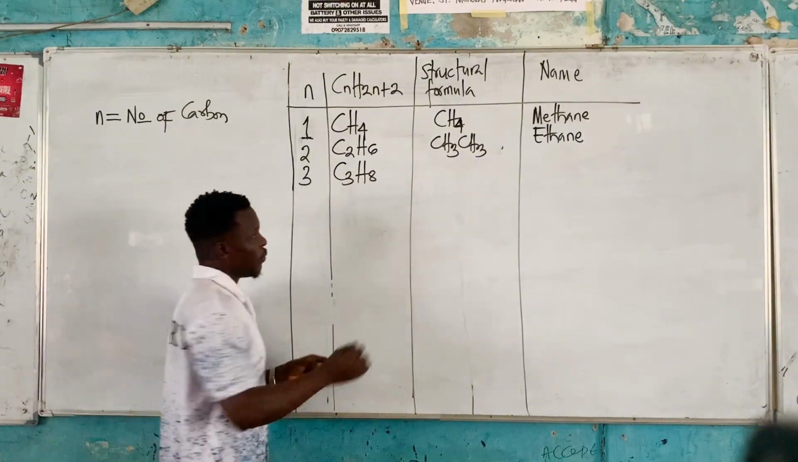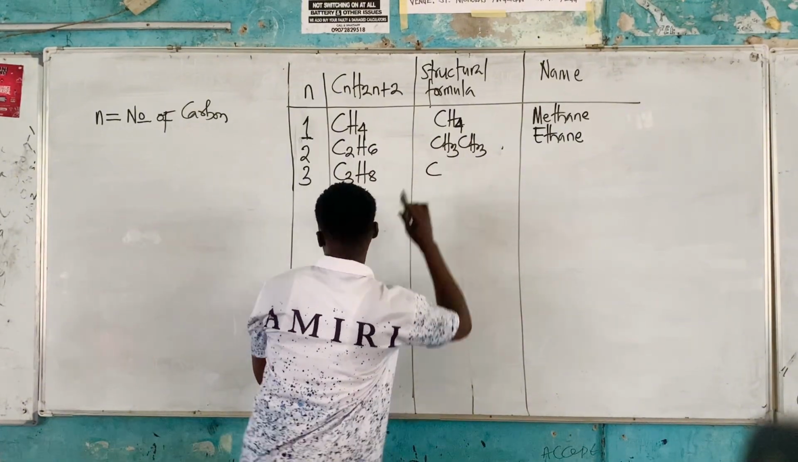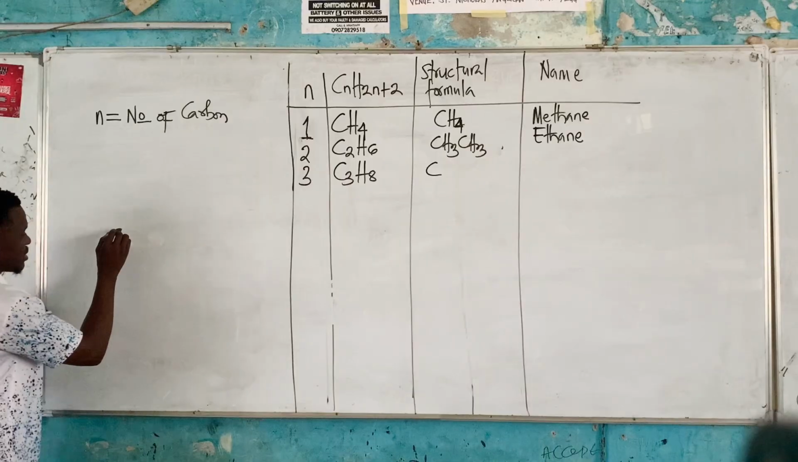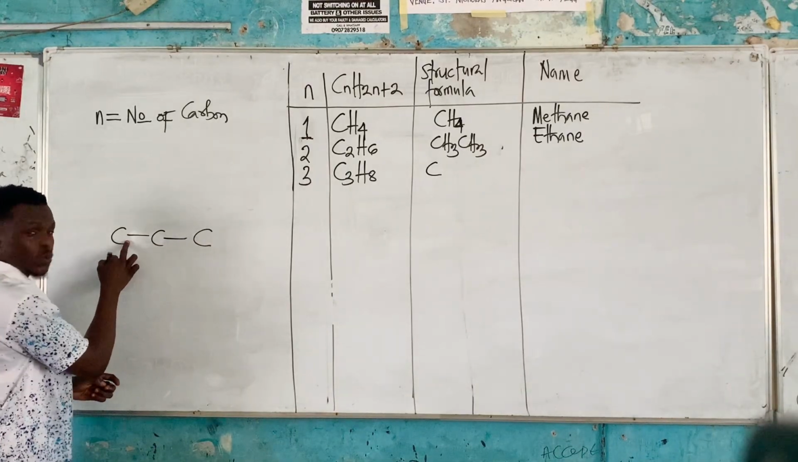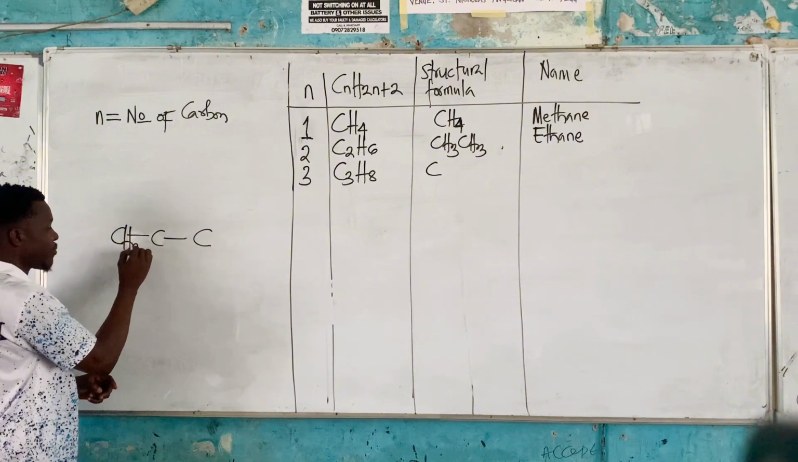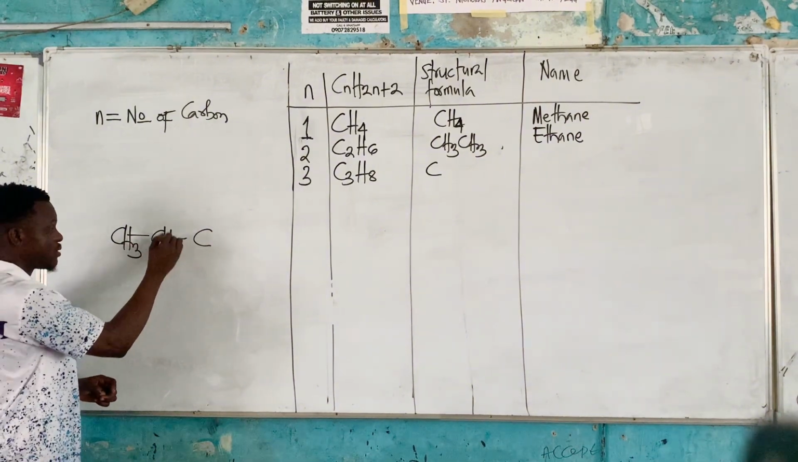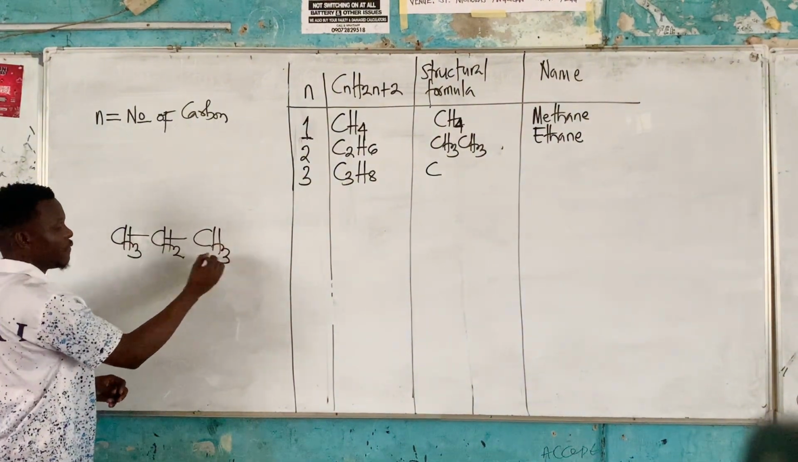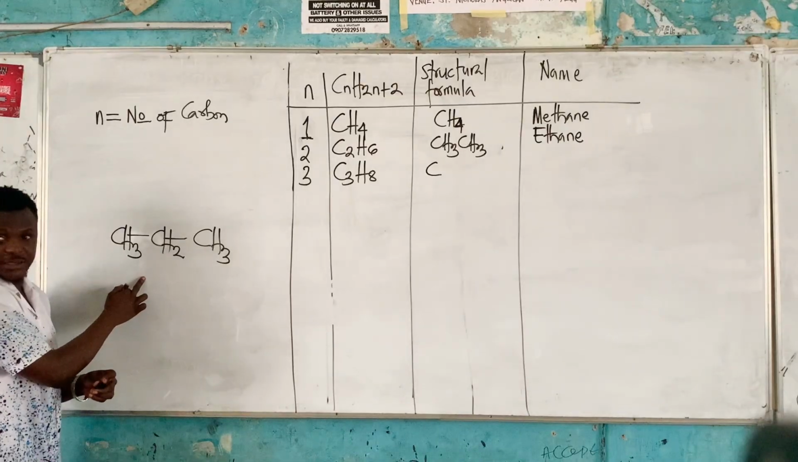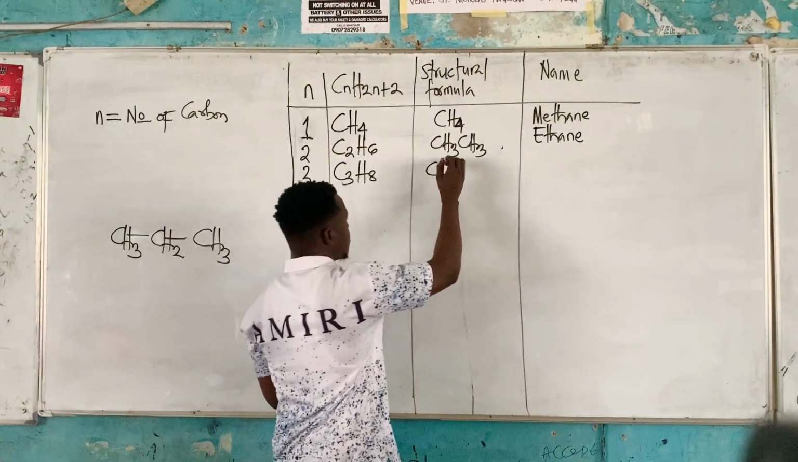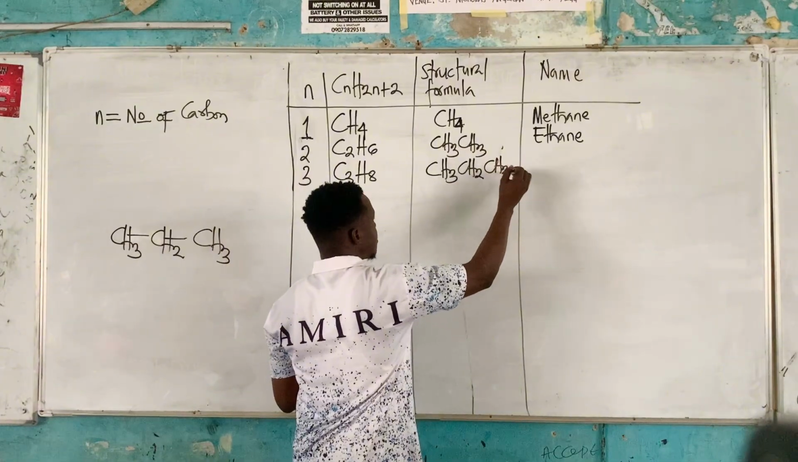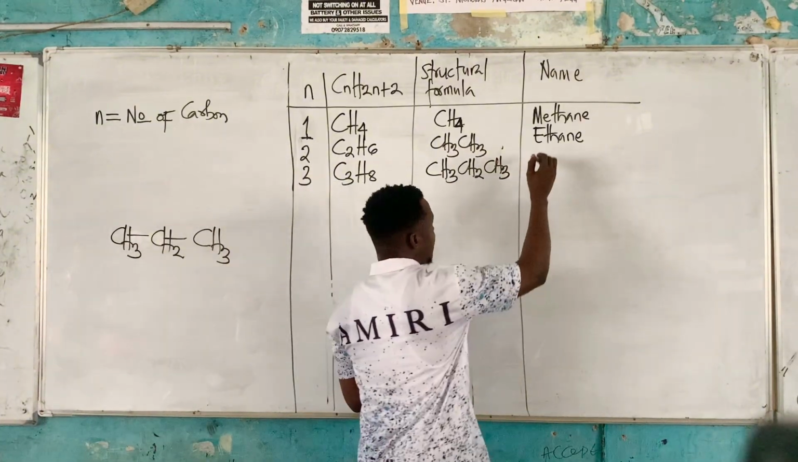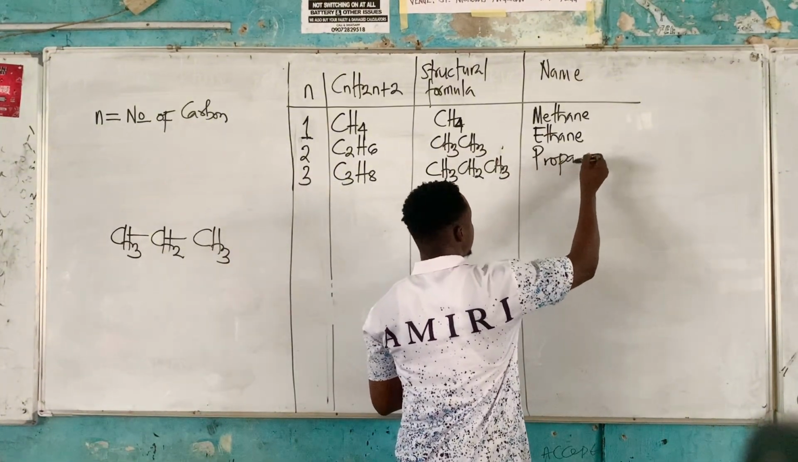Now if the number of carbon is 3, it becomes C3H8. Once again, let me write it here. For 3 carbons, it's like say 1, 2, and 3, right? This guy has 1 line, so here will be what? 3. Here has 2 lines, here will be what? Here will have 8 hydrogens, right? So this now becomes CH3, CH2, and what? CH3. Now the name of that guy is what? Propane.